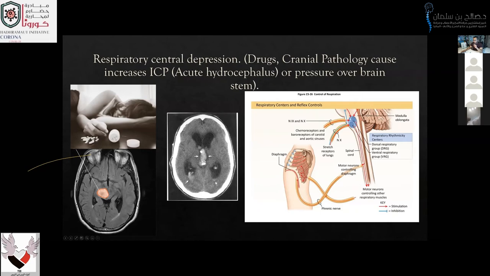Any pressure on this area loses the control of the essential respiratory muscles, the accessory respiratory muscles, and the inhibitory and stimulatory function of the throat muscles. If anything happens in this area, it will affect all these functions and prevent the patient from breathing at all.